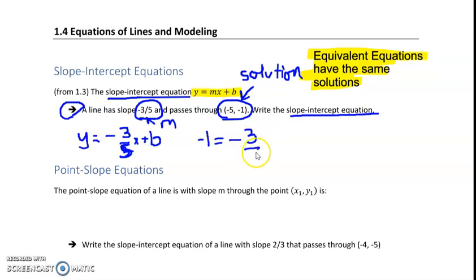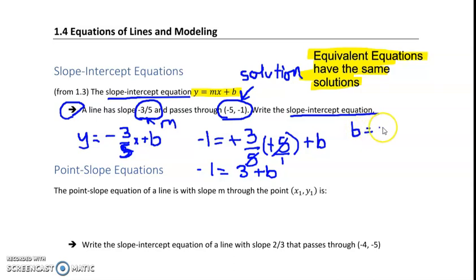So just rewriting this, replacing the y with -1. So -1 equals -3/5 times x, and I'm replacing that with -5 plus b. I now have an equation. If I solve that for b, I know what b is, and I'm almost there. So -1 equals, I put the 5 over 1. I have negative times negative, so those negatives are going to cancel out. The 5's cancel out, and I get 3 plus b. To solve that, I need to subtract 3 from both sides, and I get b equals -4.